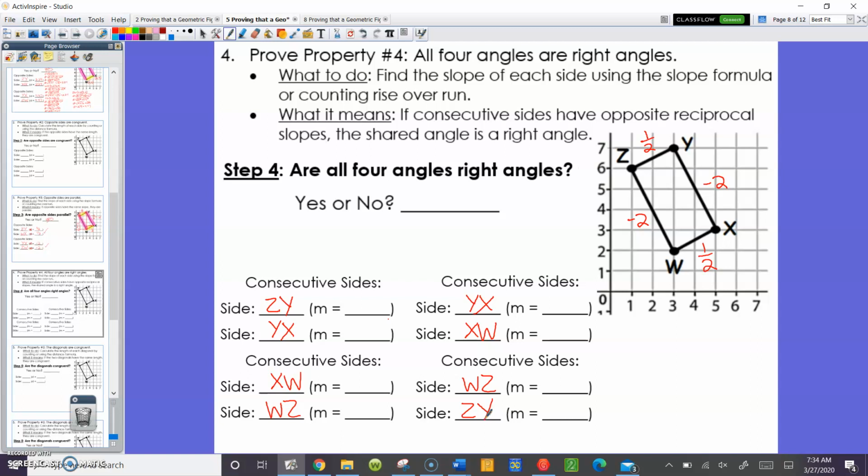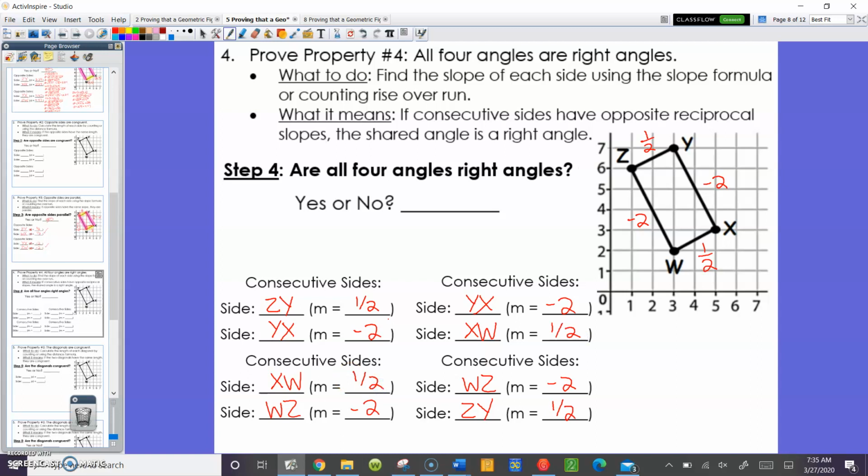Now let's write in the slopes. ZY is 1/2. Where was the other ZY? Right here, 1/2. YX is negative 2. YX, negative 2. WZ, negative 2. And what did I miss? WX is 1/2.